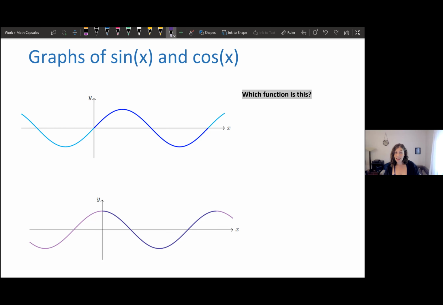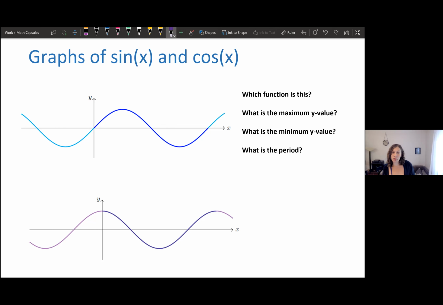So which graph is this? Is it sine or is it cosine? What is the highest y value that the graph reaches? What is the lowest y value that the graph reaches? And what is the period of the function? Everything else about the values for sine and cosine we can talk about when we talk about the unit circle. So in terms of the graph, this is it.